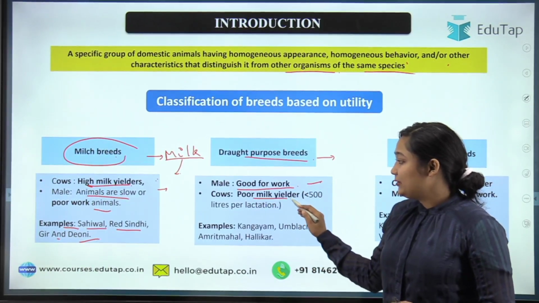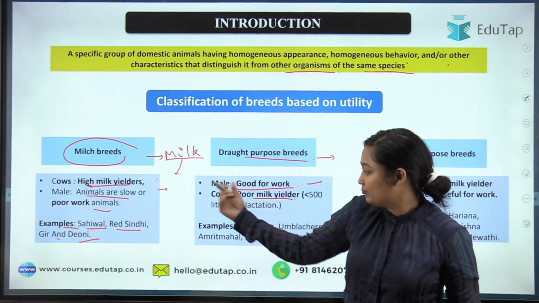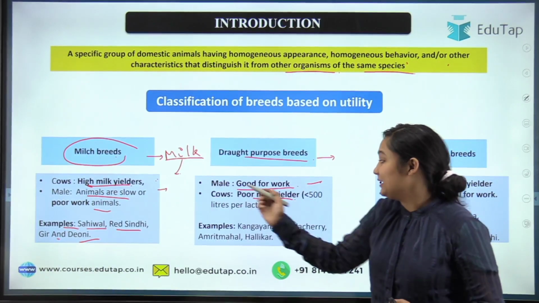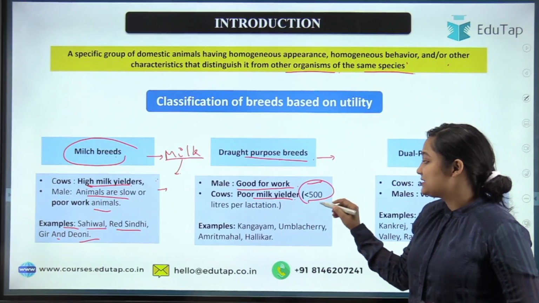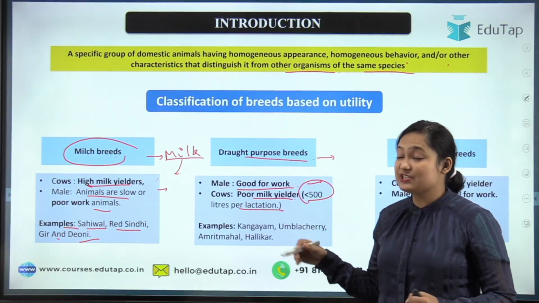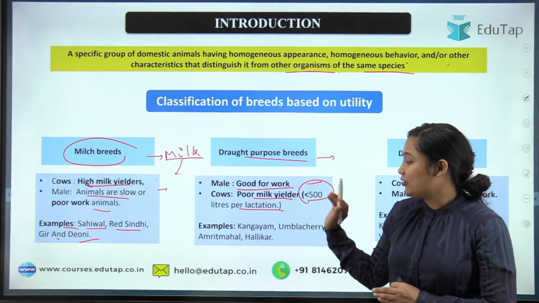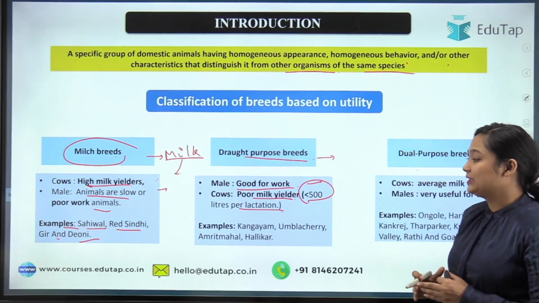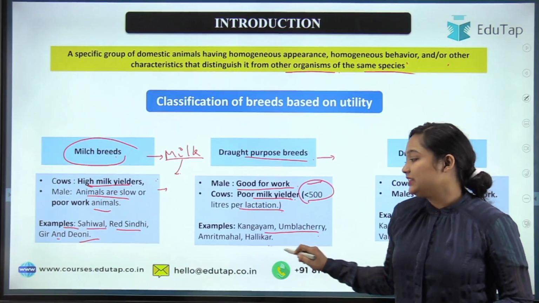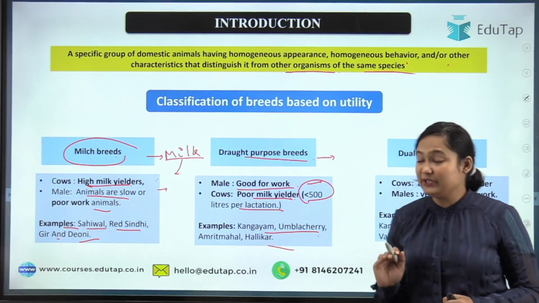And what do we mean by poor milk yield and good milk yield? If less than 500 liters of milk per lactation is given, that's when we call a cow a poor milk yielder. Okay, you can see an example here that we will discuss also when we talk about the breeds.